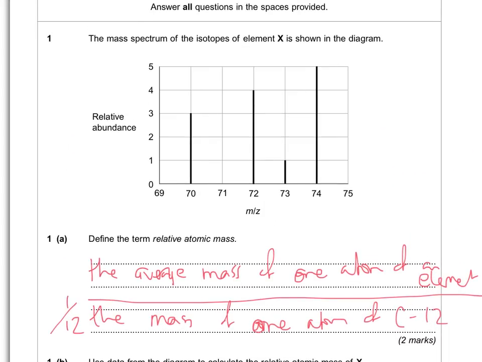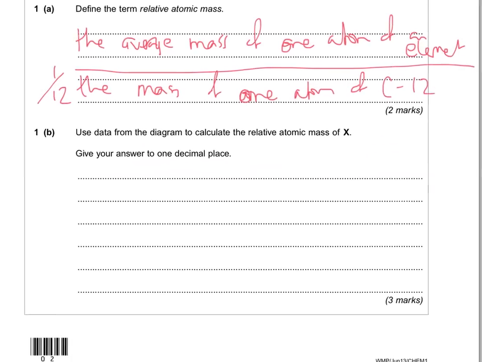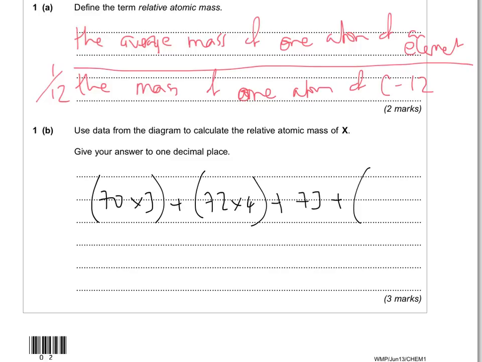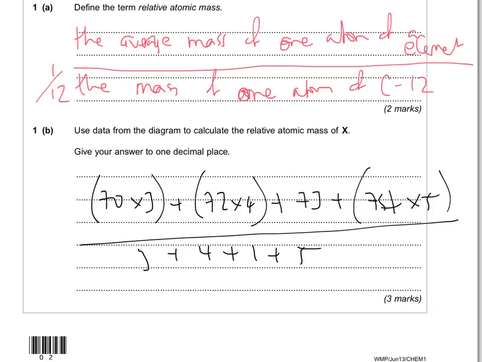So you're going to do 70 times 3 plus 72 times 4 plus 73 times 1 plus 74 times 5 and divide that by 5 plus 4 plus 1 plus 3. So the relative abundance times the m/z values all added together. So 70 times 3 plus 72 times 4 plus 73 times 1 plus 74 times 5 divided by 3 plus 4 plus 1 plus 5. And that gives you an answer of 73.38.